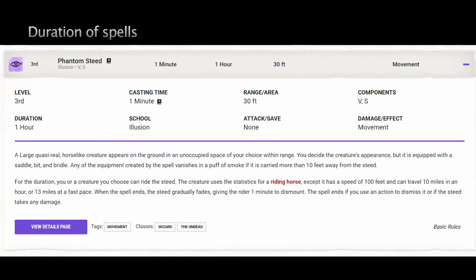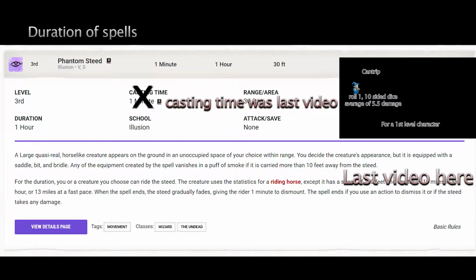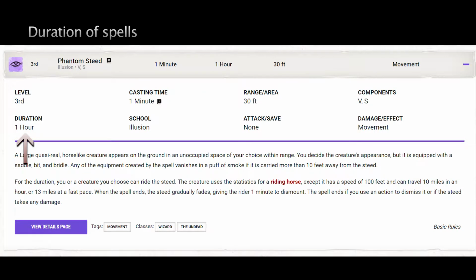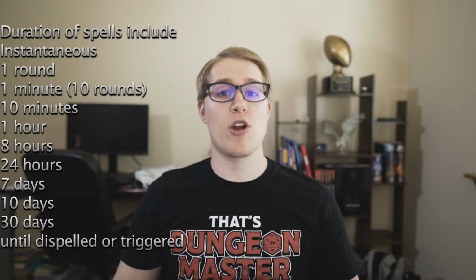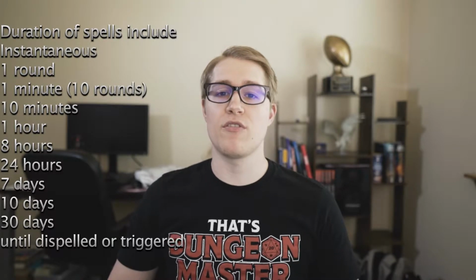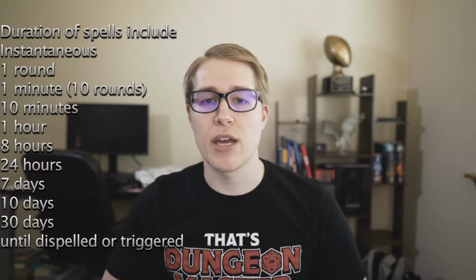First, though, we're not talking about casting time. We talked about that in the last one. This is duration, so this is how long the spell persists. So with an instantaneous spell, it happens instantly. This would be something like Fireball or Firebolt or any of those that just happen, bam, and it's over.